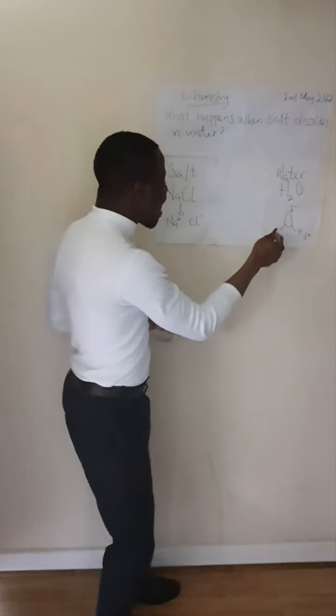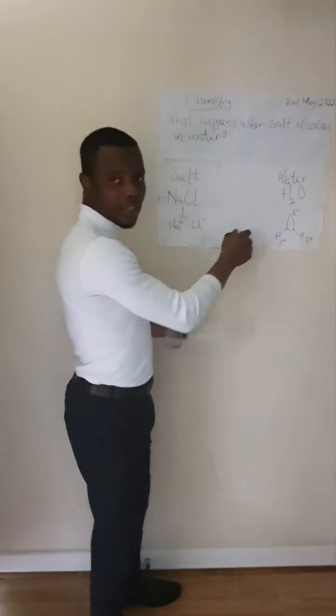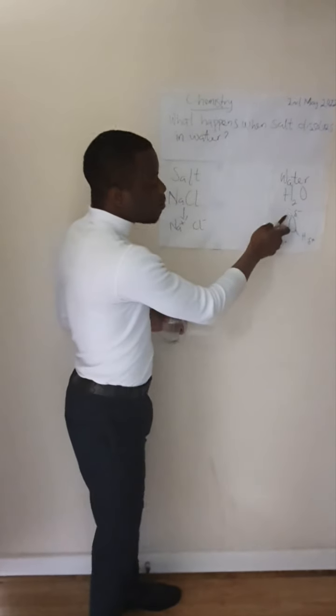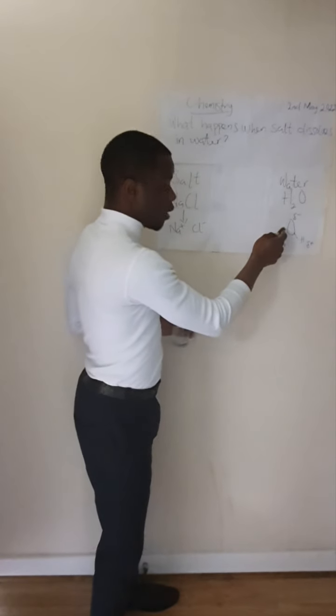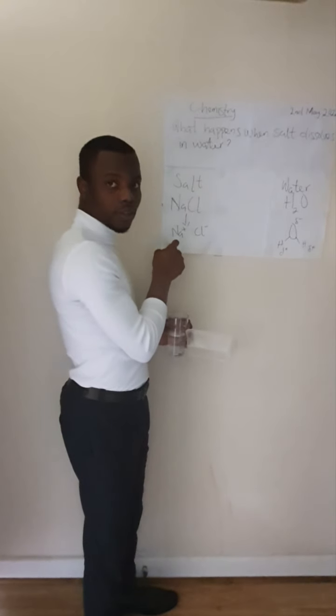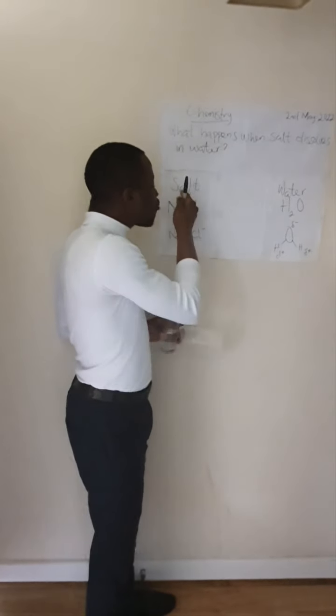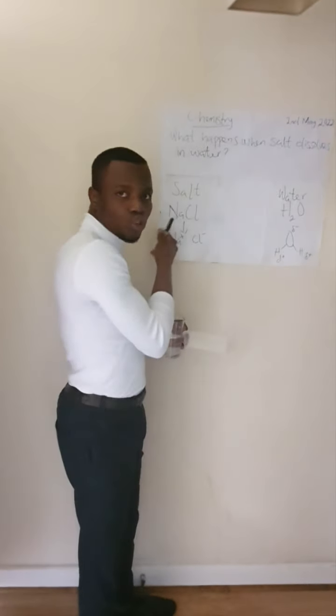here attacks the chlorine and breaks it. While the partially negative side here attacks the sodium side of my sodium chloride and also breaks it. So what are we going to have? We have a completely dissociated sodium chloride.